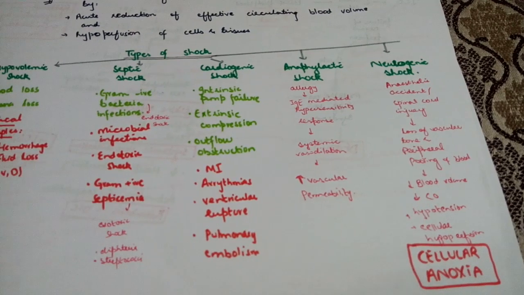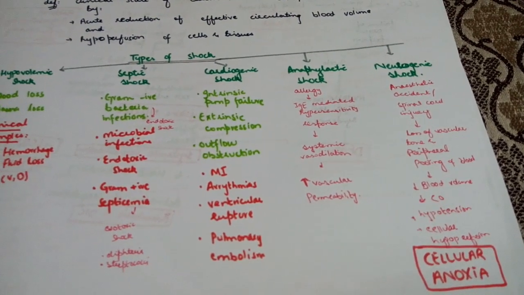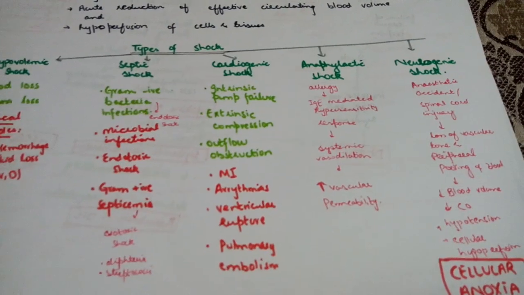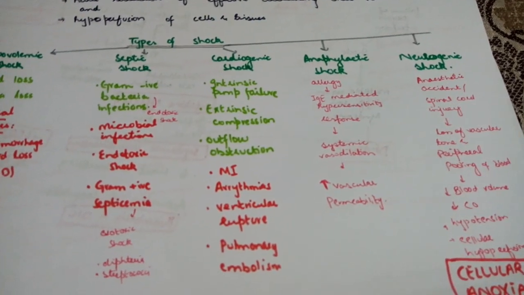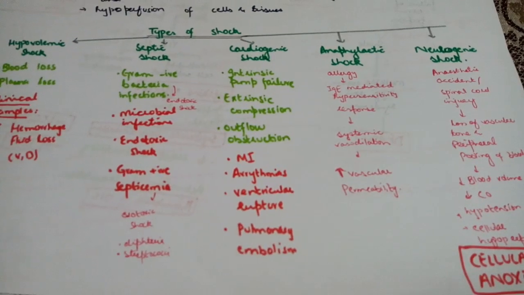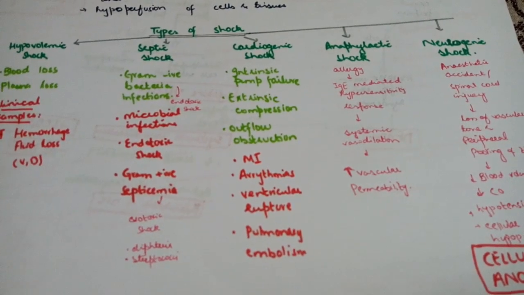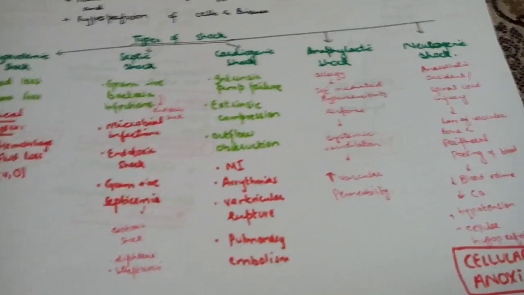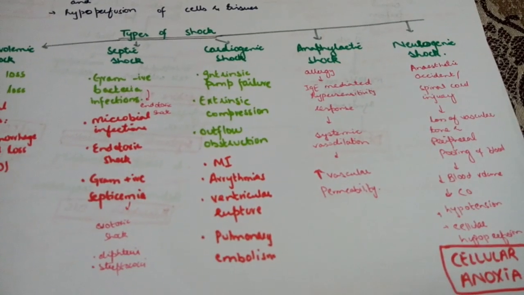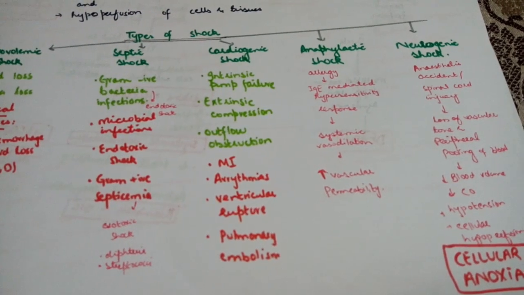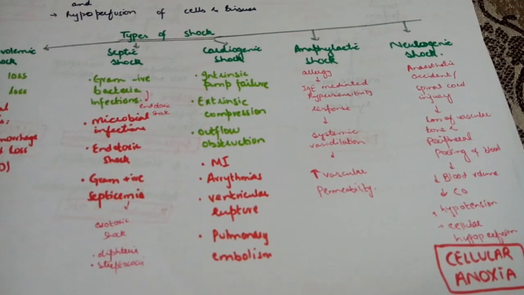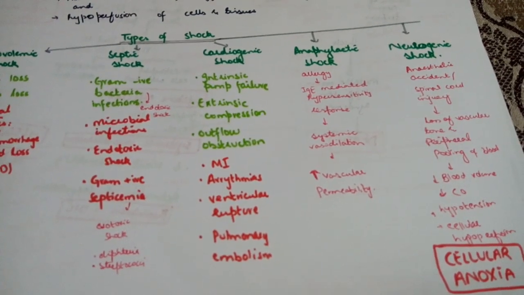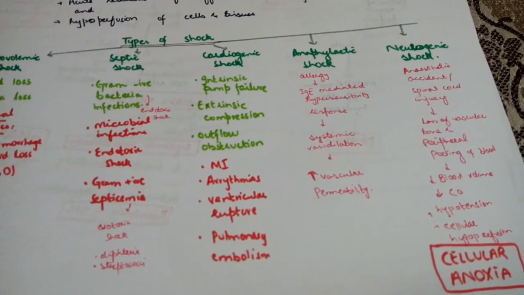Second type is septic shock. It may occur due to gram-negative bacterial infections or gram-positive bacterial infections. Gram-negative bacterial infections, for example, due to Salmonella, Shigella, Pseudomonas, involve endotoxic shock. And gram-positive septicemia, for example, due to streptococci, diphtheria, pneumococci, involves exotoxic shock. Examples include microbial infections, endotoxic shock, gram-positive septicemia, etc.